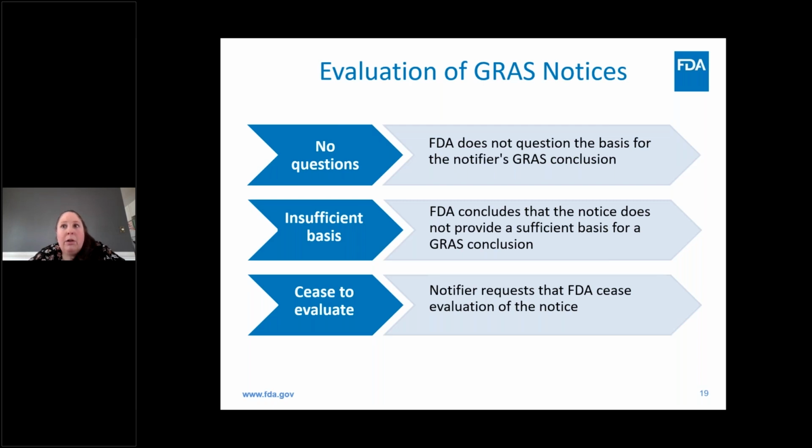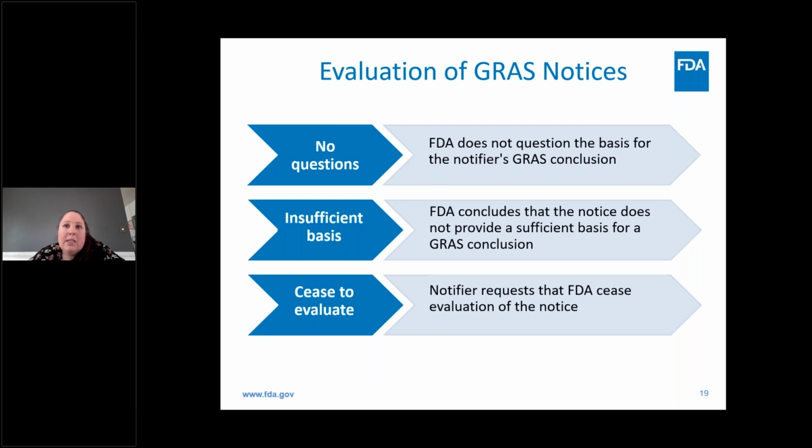Occasionally, we will have an example of a notice where we do not believe that the notifier has provided sufficient evidence, and we will reach out to them and ask them to cease to evaluate this notice. And we'll provide a rationale for why we would like them to cease, ask for a cease to evaluate.